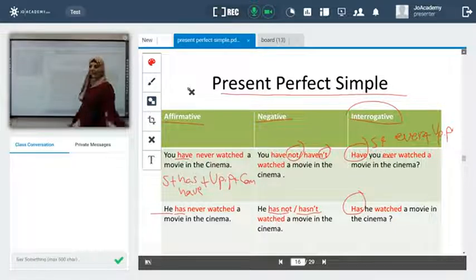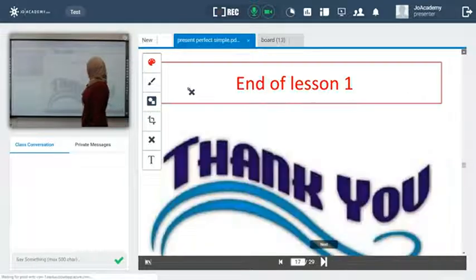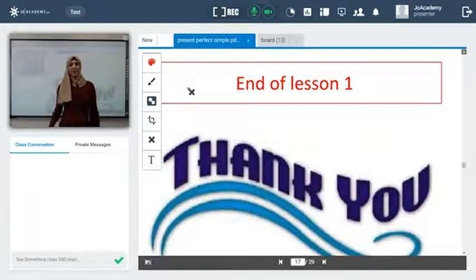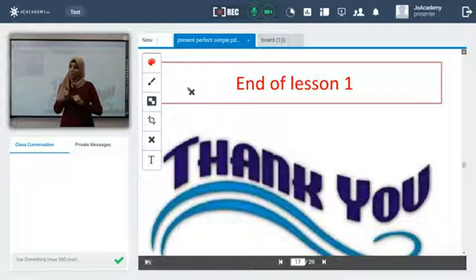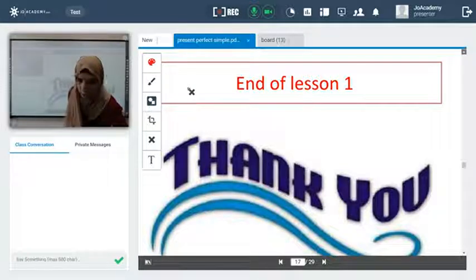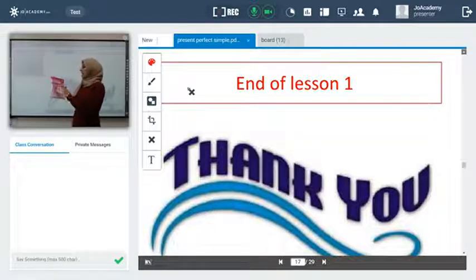So, this is the end of our lesson. We learned together about the present perfect simple in the affirmative, negative, interrogative case. We'll see you in the next lesson. It's not going to be a new lesson. We're going to do the activities in our activity book. That's why I want you to prepare for the next lesson.